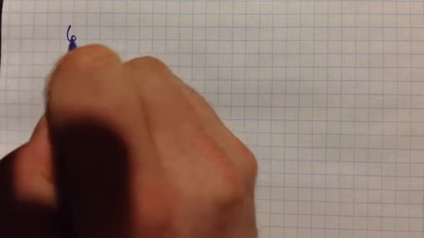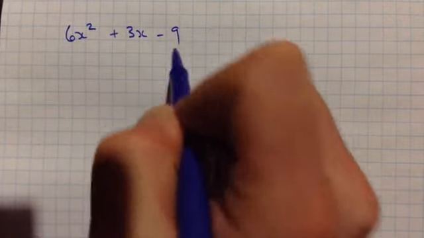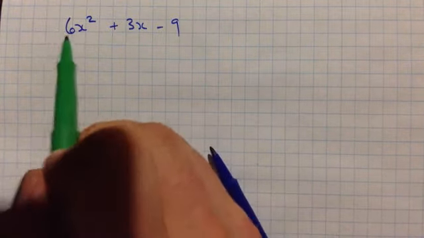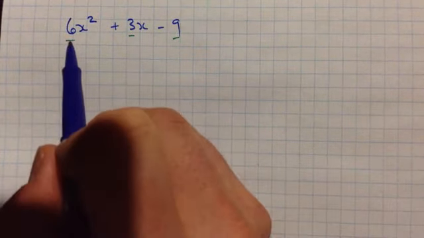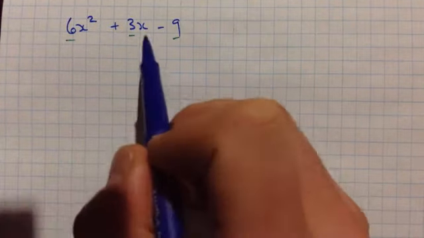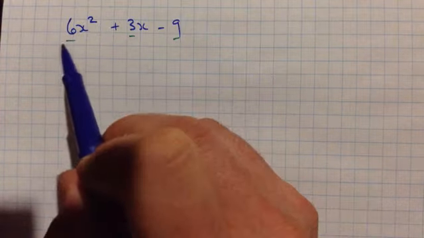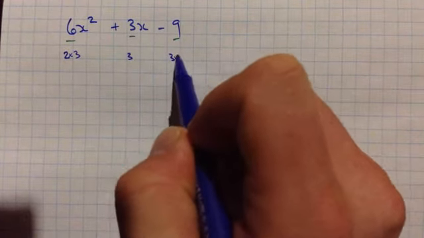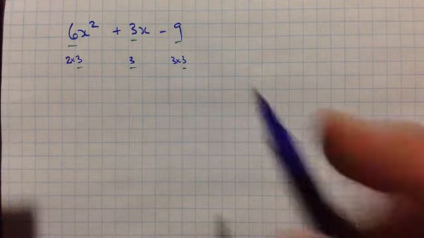Let's try one where it's a larger polynomial. 6x squared plus 3x minus 9. Okay, so I've got a bunch of numbers here. What I'm looking for is a factor that each of these numbers has in common. Now I know that 6 is 2 times 3. 3 is a prime number, so only 3 can divide into 3 nicely. So I've got 2 times 3 here, I've got 3 here, and 9 is 3 times 3. So I can see that I have a common factor of 3 in each of those numbers.